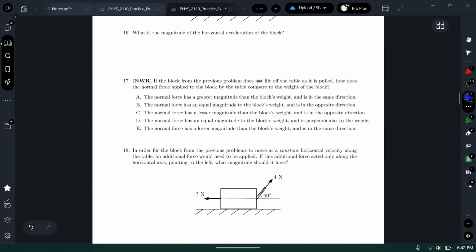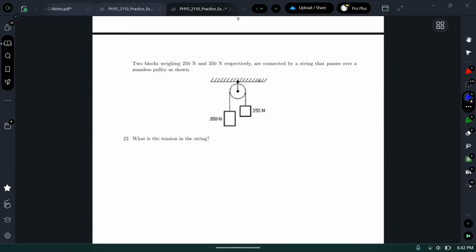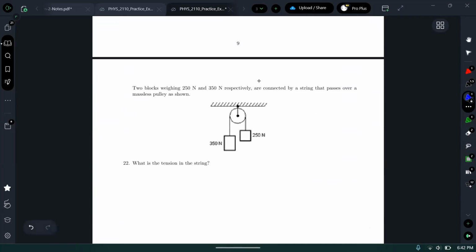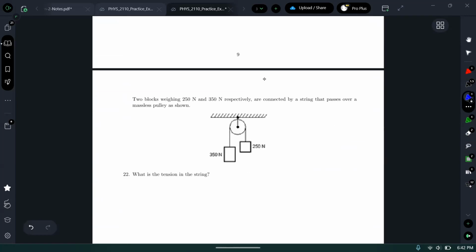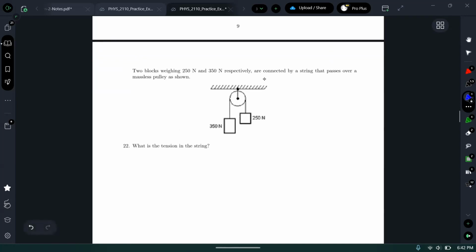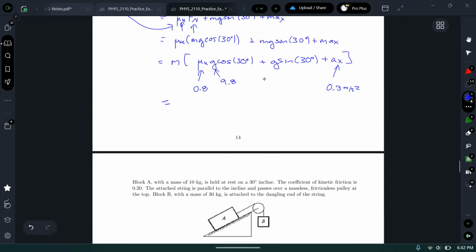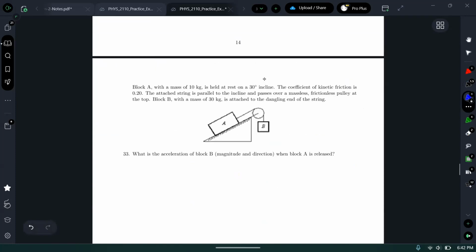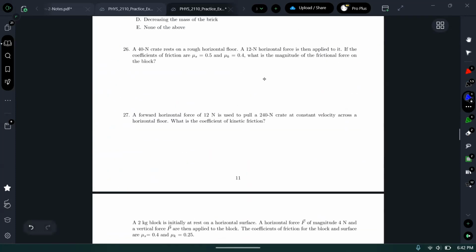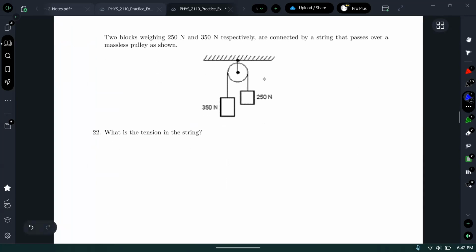All right, let me keep scrolling. Let me do this one real fast so I can just recap the two different ways you can solve problems like this. Usually Atwood's machines type ones where you've got two blocks on a pulley. This one's a much worse version of that, but if you can do this one, you can do any of them. I'm not expecting you to actually be able to do one like this on the exam. So let me jump to this one because it is more like what I would explicitly expect.